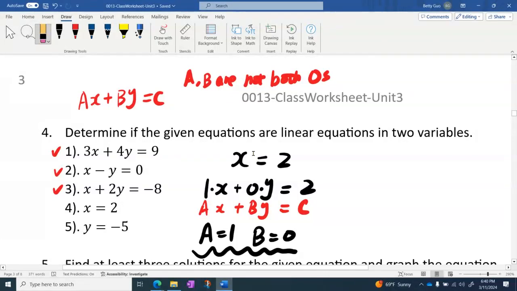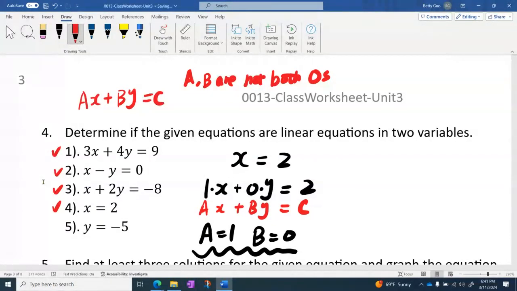In this case, x equals 2. Variable y does not show up. It doesn't have a variable y because the coefficient of y is 0. When the coefficient of y is 0, you don't have the variable there, because 0 times anything is 0, right? A is 1, b is 0, c is 2. So by the definition, x equals 2 is also a linear equation in two variables.